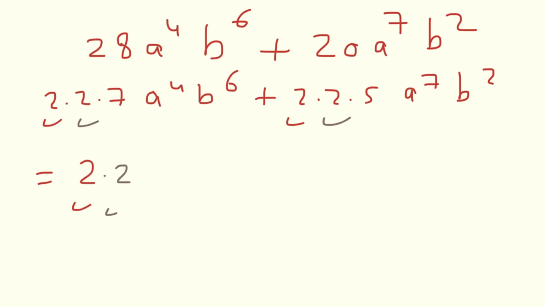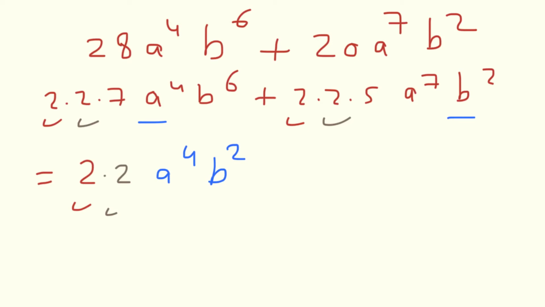Right. Look at the variables. What do I have in variables? I have a power 4 and I have a power 7. What is the common factor here? The smallest power, right? So it will be a power 4. Okay, that's the common factor here. And when you have b power 6 and b power 2, which one do you take? You take the smallest one or the biggest one? The common factor is the smallest one, right? So with the variable b, it will be b squared. That's it. That is the common factor.